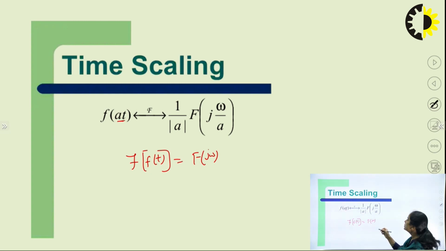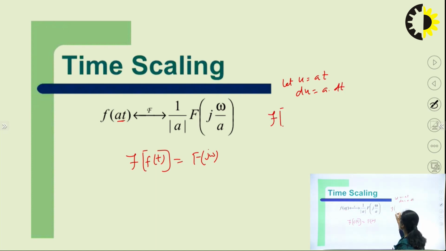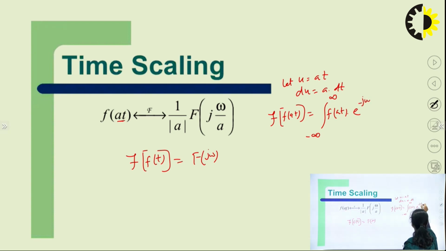Okay, suppose I am just proving this. Suppose let u equal to a into t. That means du equal to a into dt. So now you have to calculate Fourier transform of f(at). So you will write minus infinity to infinity f(at) e to the power minus jωt dt. Okay, so in place of at you can write u.